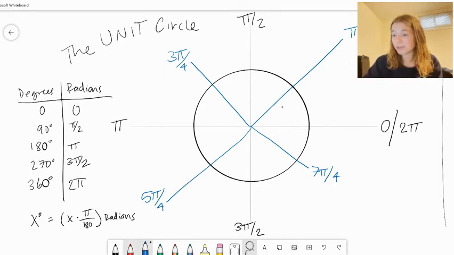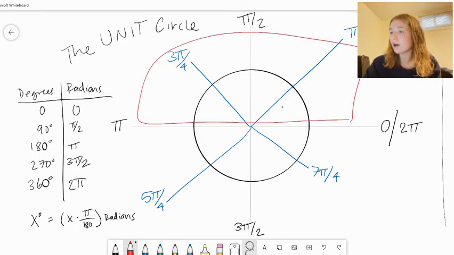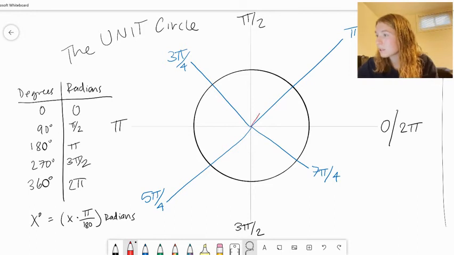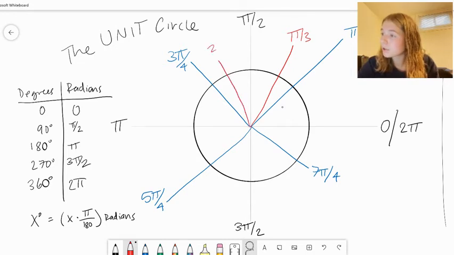Next one we're going to do is divide it into sixths. So when we take 2 pi and we divide it into 6, we get sections of pi over 3. So since we know the whole top half of the circle is pi, when we divide it into sections of pi over 3, we'll be dividing each semicircle into thirds. So that's going to be around here. It's pi over 3. Here is 2 pi over 3.